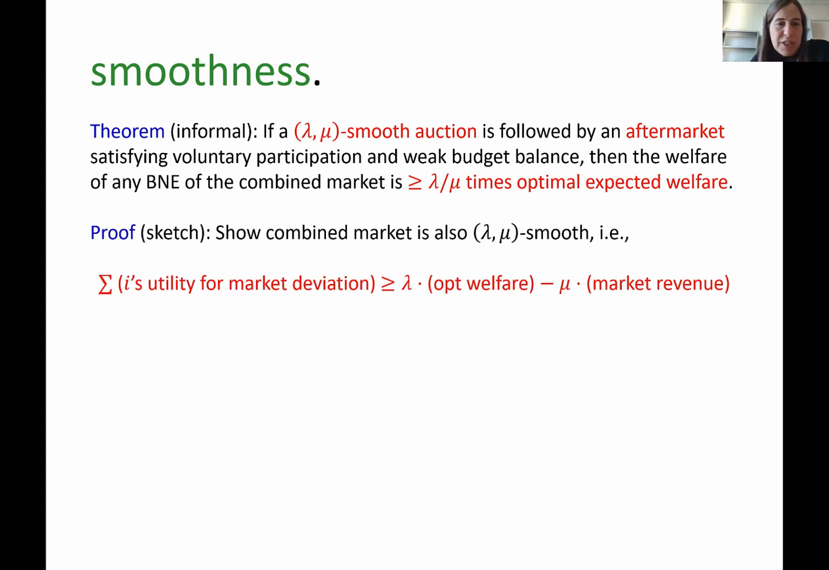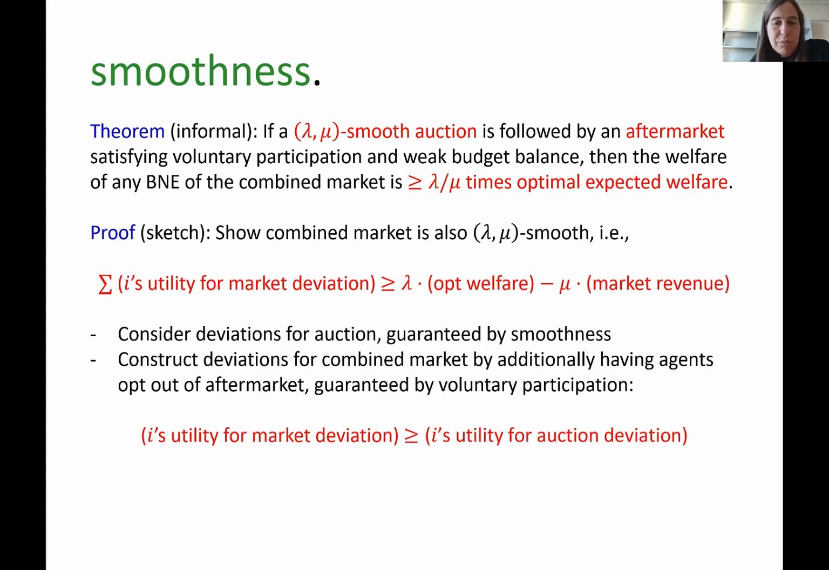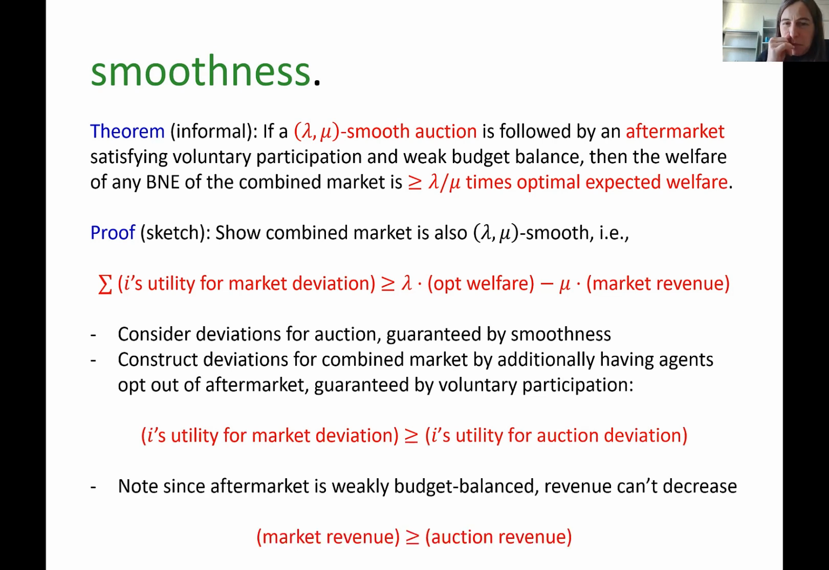In the interest of time, I'll skip that proof, but what I like about this, what I want you to take away from this, is that you're able to show this kind of welfare guarantee without even characterizing the equilibrium itself. You just have to find these deviations, and the deviations are super natural. It's like using the fact that I can just decide not to participate to add that to my deviation from the smooth auction.